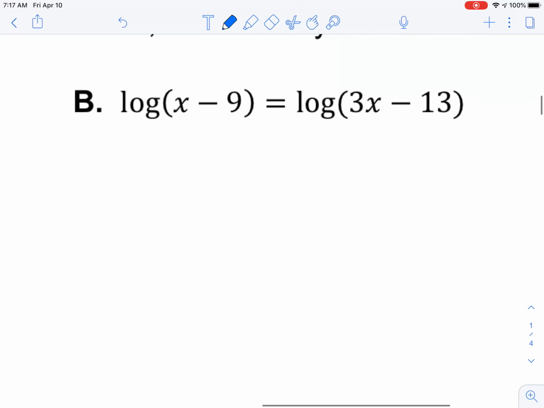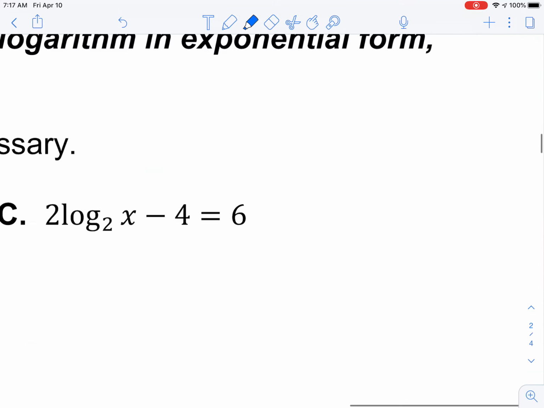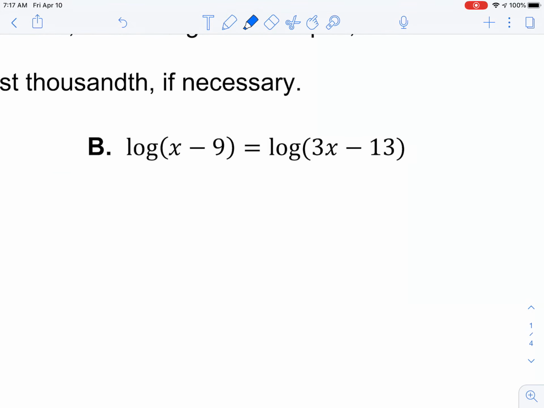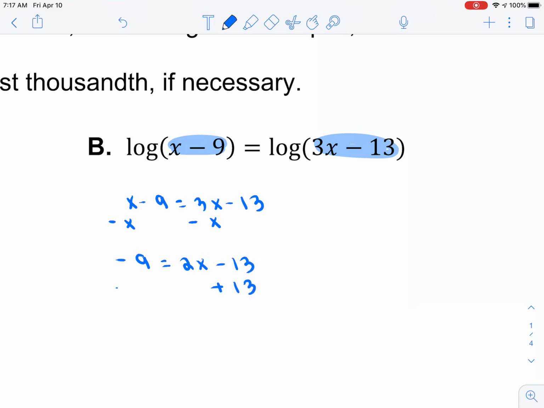Now, same thing with part B. Just set those arguments equal to each other. So what you're going to do is take this and set it equal to that, and then just solve. We get x minus 9 equals 3x minus 13. We can move the x's to one side, and then we can move the numbers to the other side.